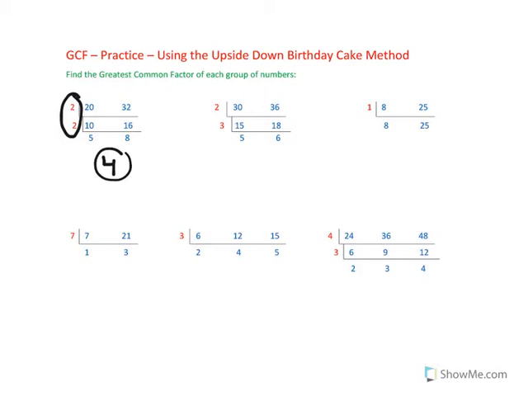30 and 36 are both even, cut them in half. I get 15 and 18. 3 goes into those numbers. Nothing goes into 5 and 6 other than 1. Multiply those two numbers together. I get 6. 6 is my greatest common factor.